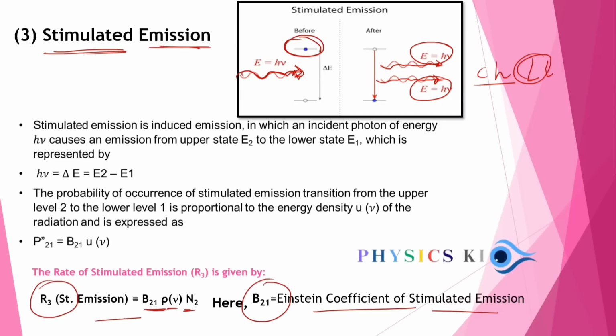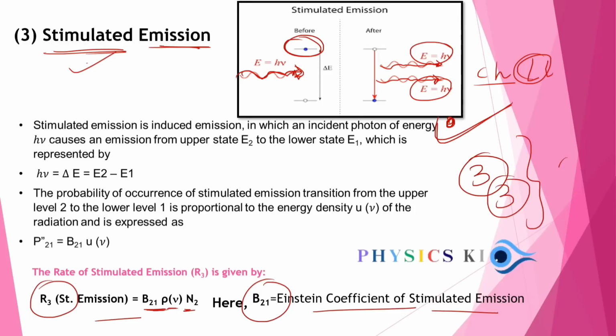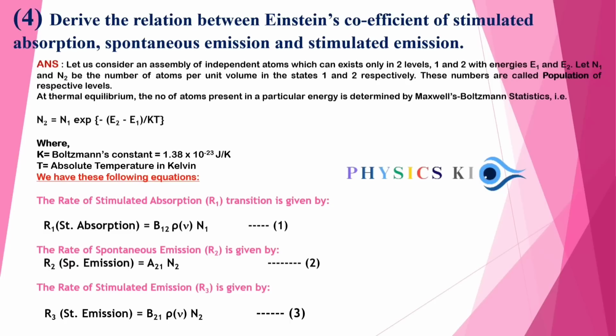So these three processes are very simple. Just write down these three processes. A simple diagram is a must. If you are able to draw the diagram, then you get half of the marks: 3 marks only for the diagram and 3 marks for the explanation. You get 6 out of 6. Next question is, derive the relation between Einstein coefficients of stimulated absorption, spontaneous emission, and stimulated emission.